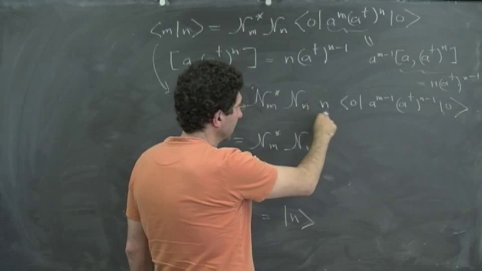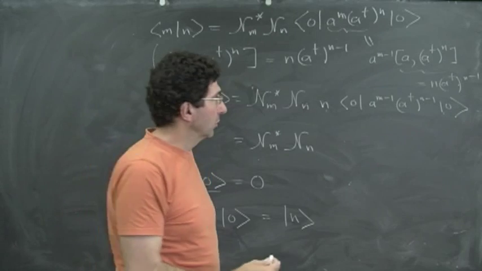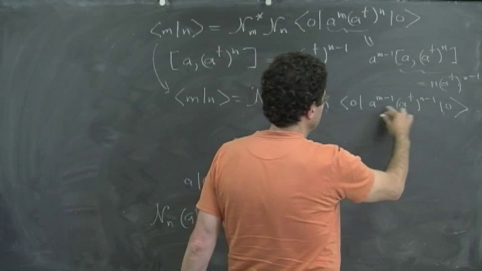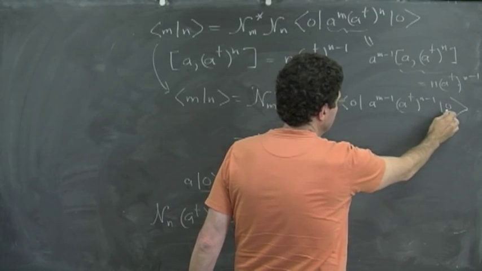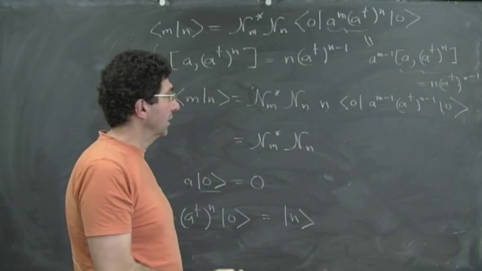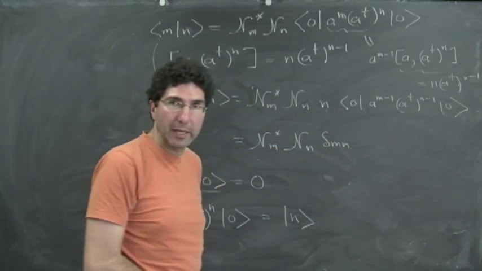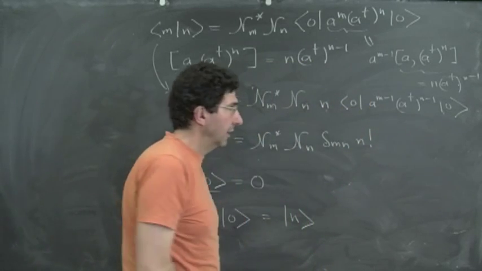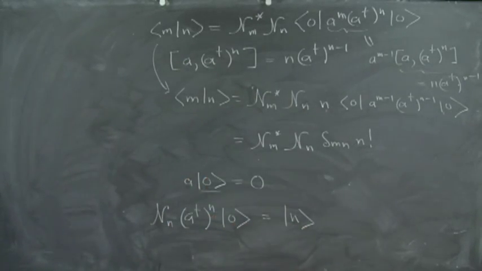First of all, if we keep going like this, if n and m are not equal, eventually we will run out of A's or we'll run out of A daggers. Whichever one we run out of first, it doesn't matter, we'll get 0. If we run out of A daggers first, A acting on the 0 state will give me 0. If we run out of A's first, A dagger acting on ⟨0| gives me 0. So this is only non-zero if m and n are equal. So there's a delta mn. And then if they're equal, I'm going to get an n factorial, because I keep getting a factor of n every time I do this.